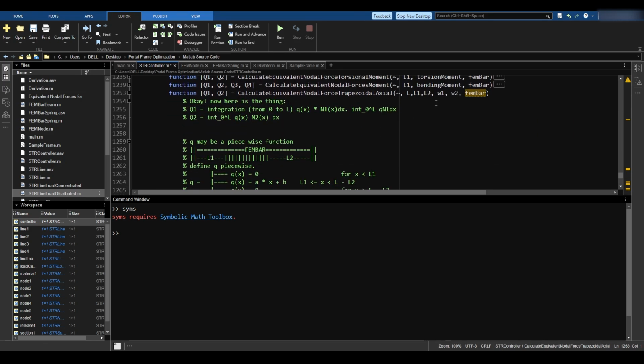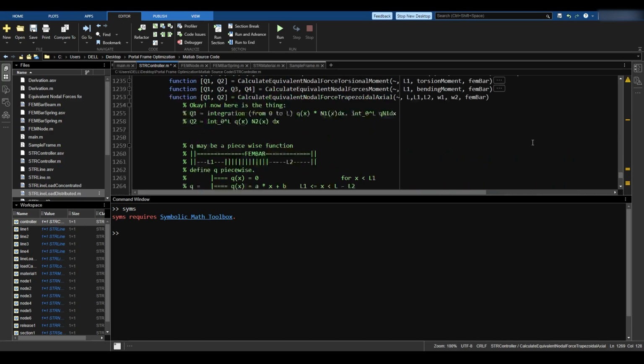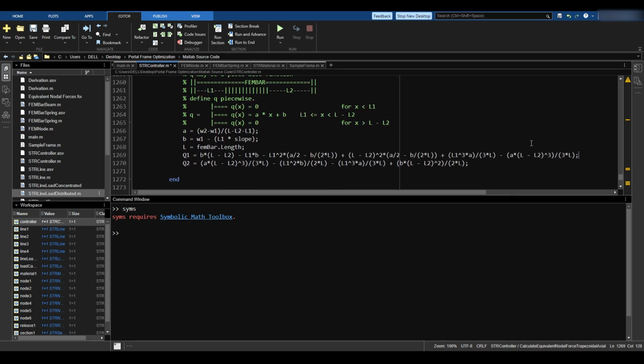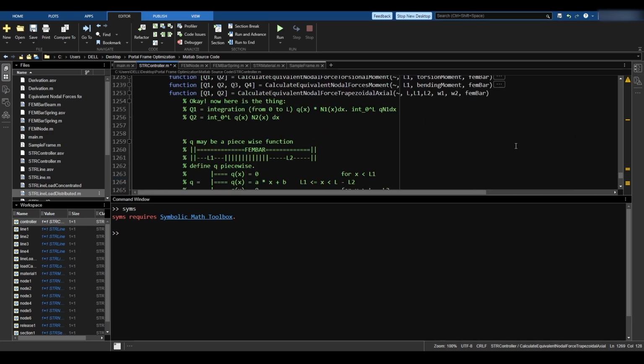Now, fembar is an error. Why? I think because we need to fish out L, right? So L equals fembar.length. And now it should be fine. I think we're fine. This might be an error, by the way. I still haven't debugged it, but yeah, I will be using symbolic math a lot. That's pretty awesome. Symbolic math is based.